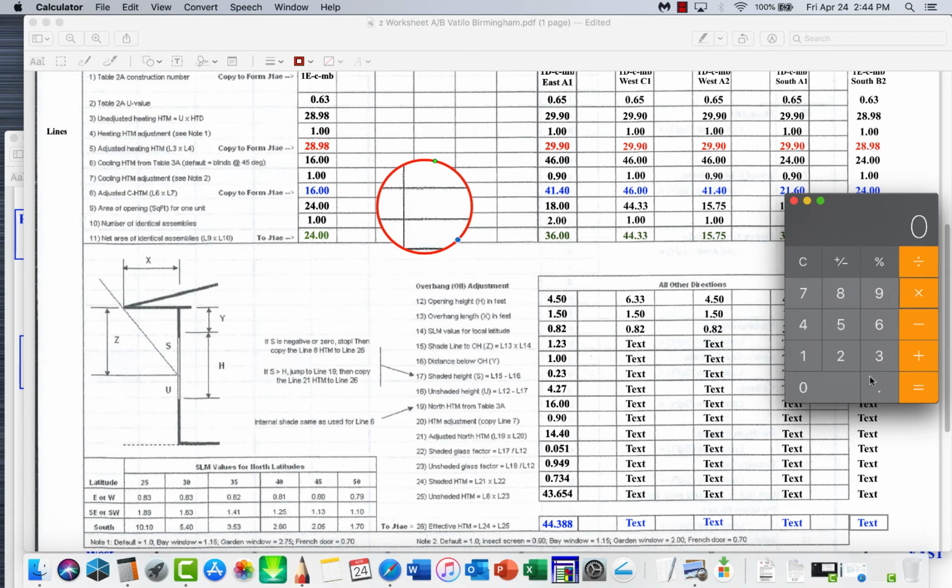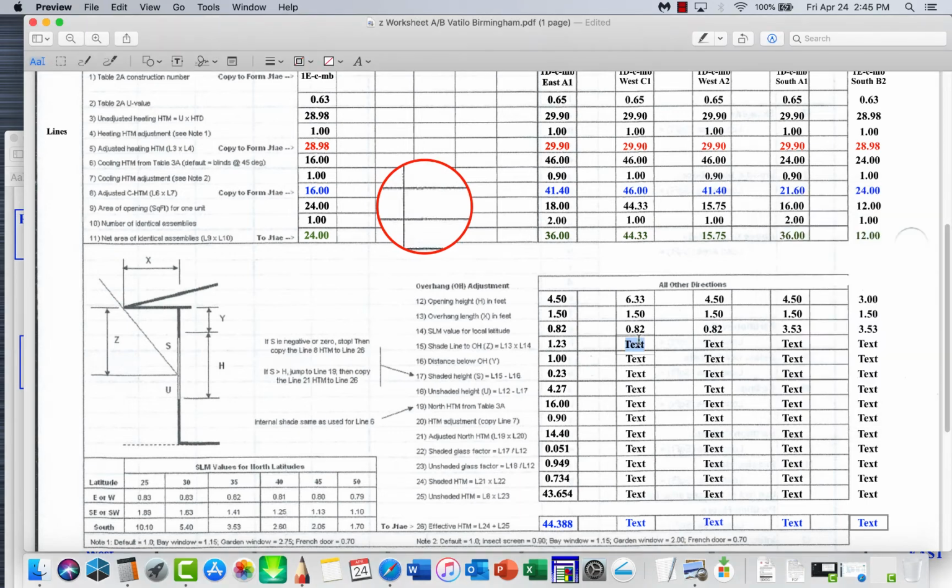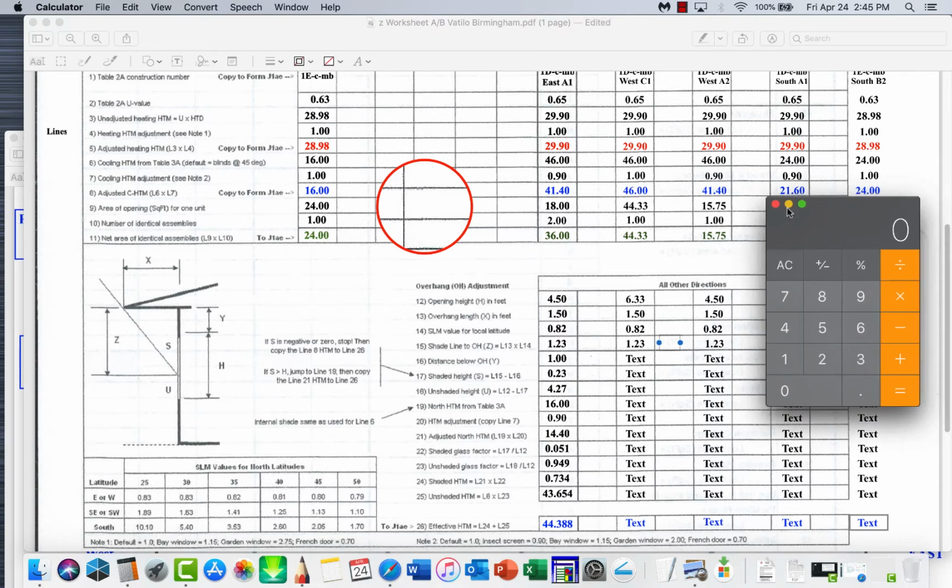1.5 times 0.82. There we go. A lot of times you'll make simple calculation mistakes. 1.23. Now, we see these are the same, so I know that's going to end up being the same number as well, so I'm going to go ahead and jot those down. And while we're here, let's go ahead and do this one while we're at it. So that way we're doing all of these, and we can get them all done.